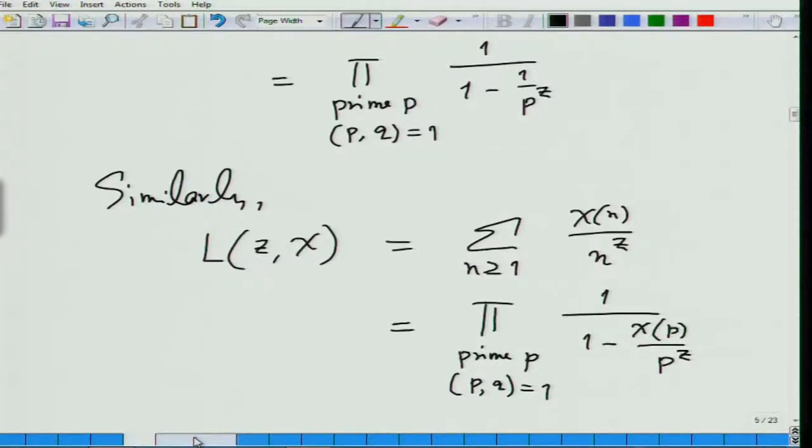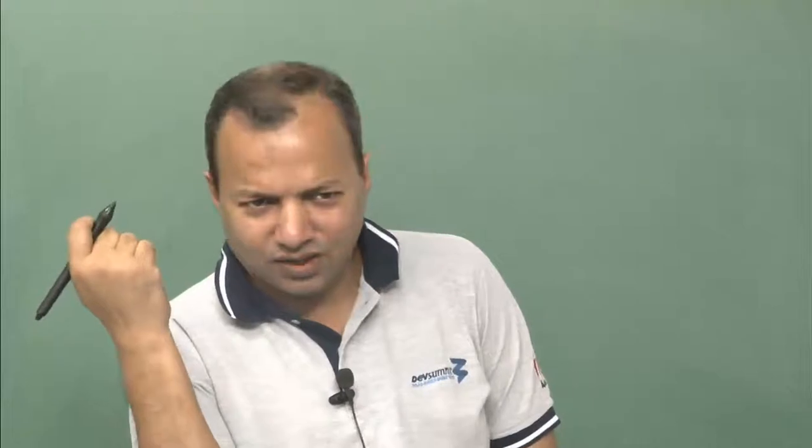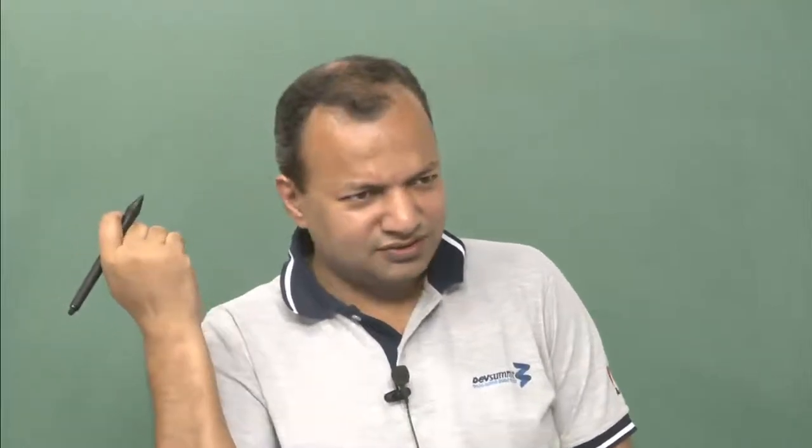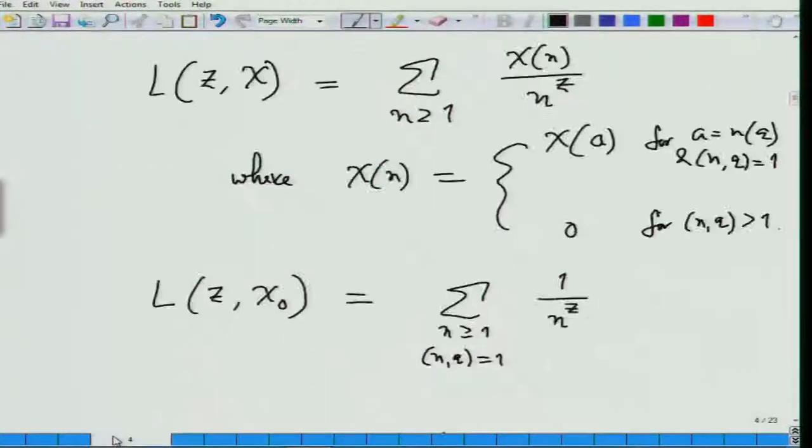Now, very quickly, for the zeta function we know that it has a pole at z equals 1. What about these? Do they have poles at z equals 1? So again, let's go back to the first, the trivial character as it is called, chi 0. Does it have a pole at z equals 1?